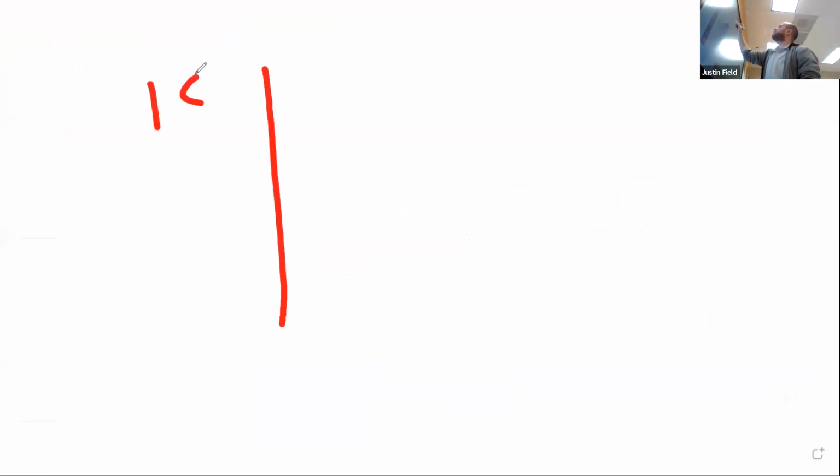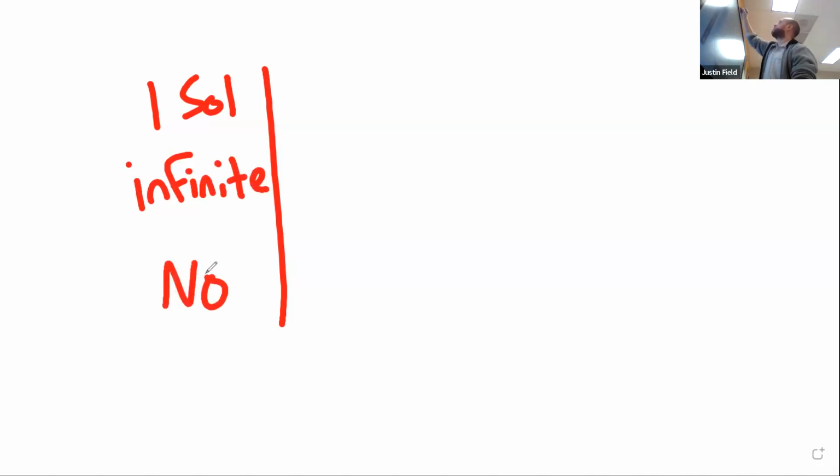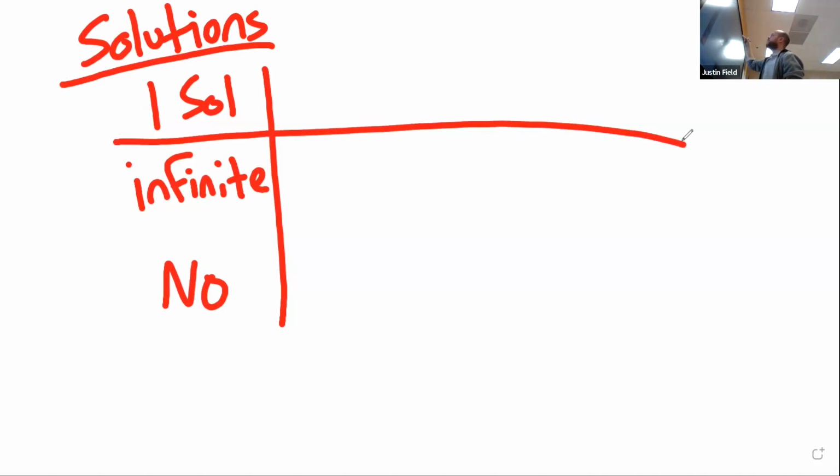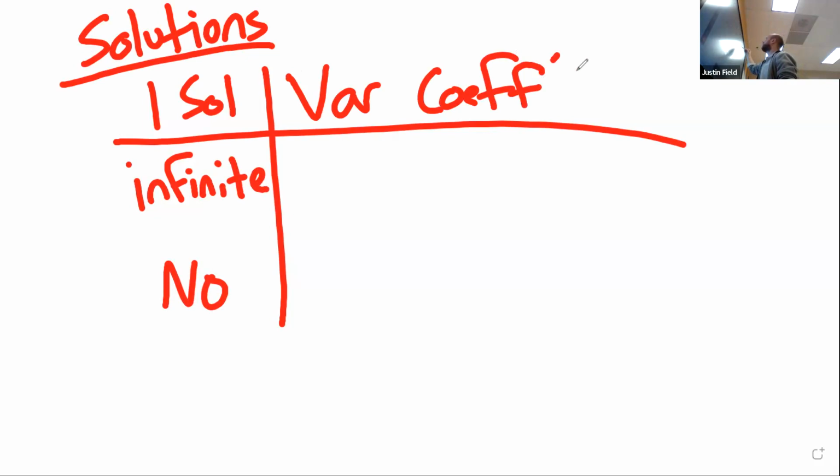One solution, infinite, and no solution. So this is how many solutions there are. There could be one solution, and that happens if variable coefficients are different.